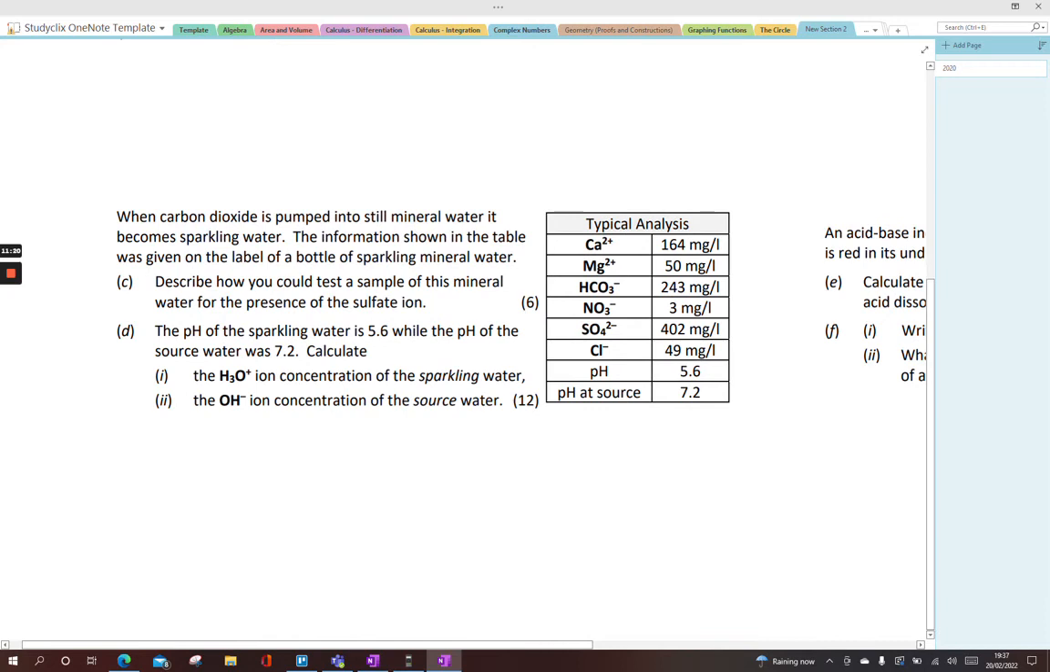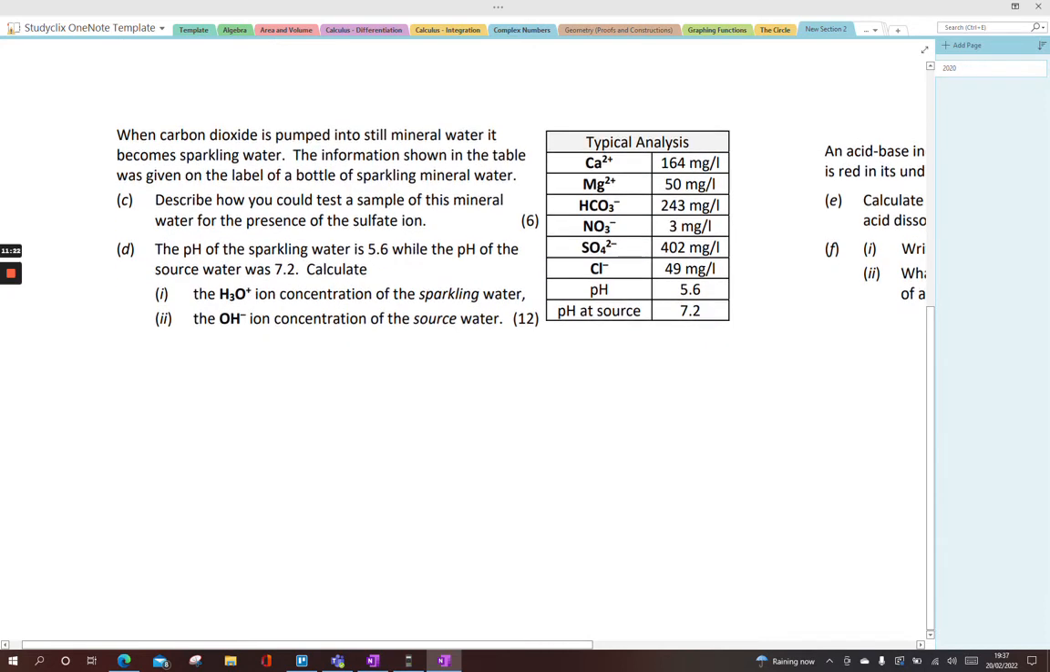Now, next bit. When carbon dioxide is pumped into still mineral water it becomes sparkling water. Information shown in the table is given on the bottle of sparkling mineral waters.